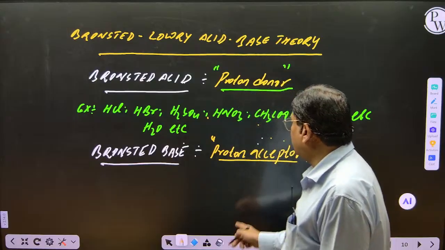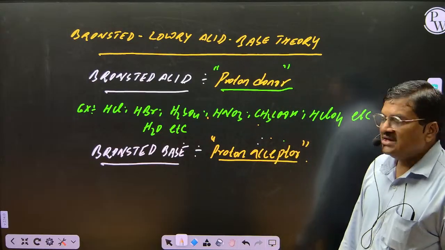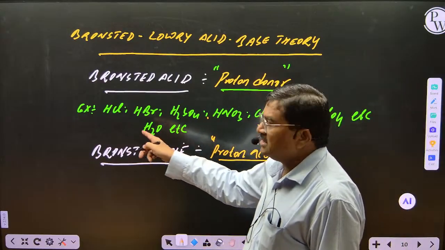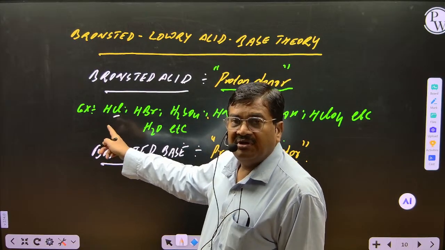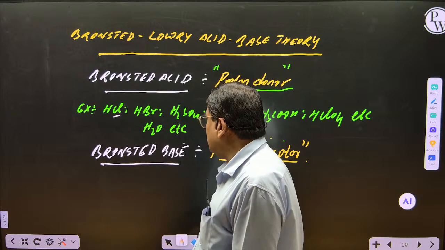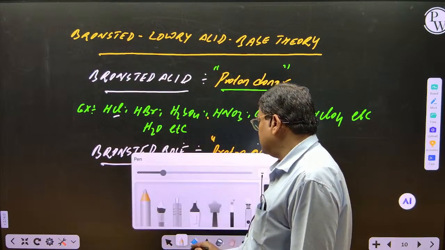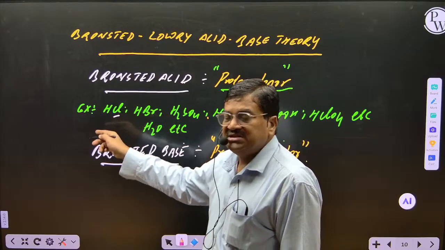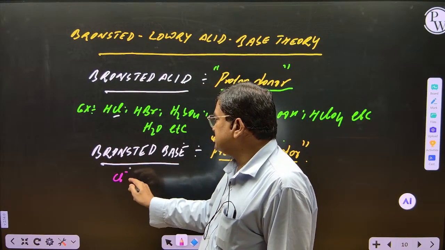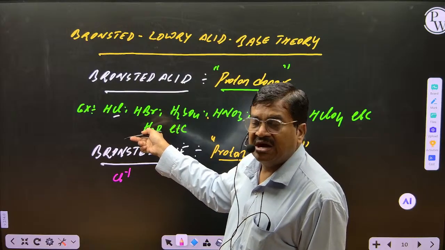Understood? Single one word. Then what are the examples, student? You take the counterpart. Counterpart means you remove H from it. When you remove H from this, what should I write? Tell me. Cl minus. Counter ion of all these you take. Counter ion means remove H. Cl minus. Remove H from HBr.